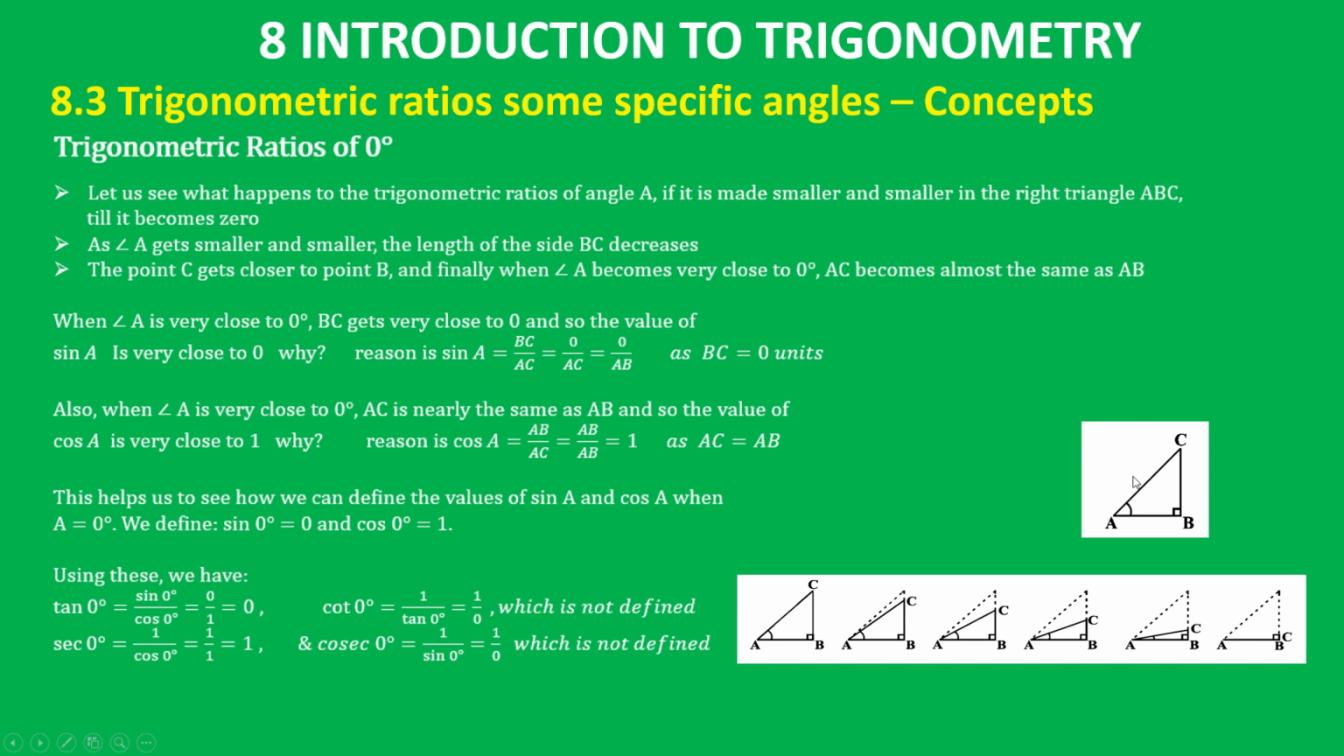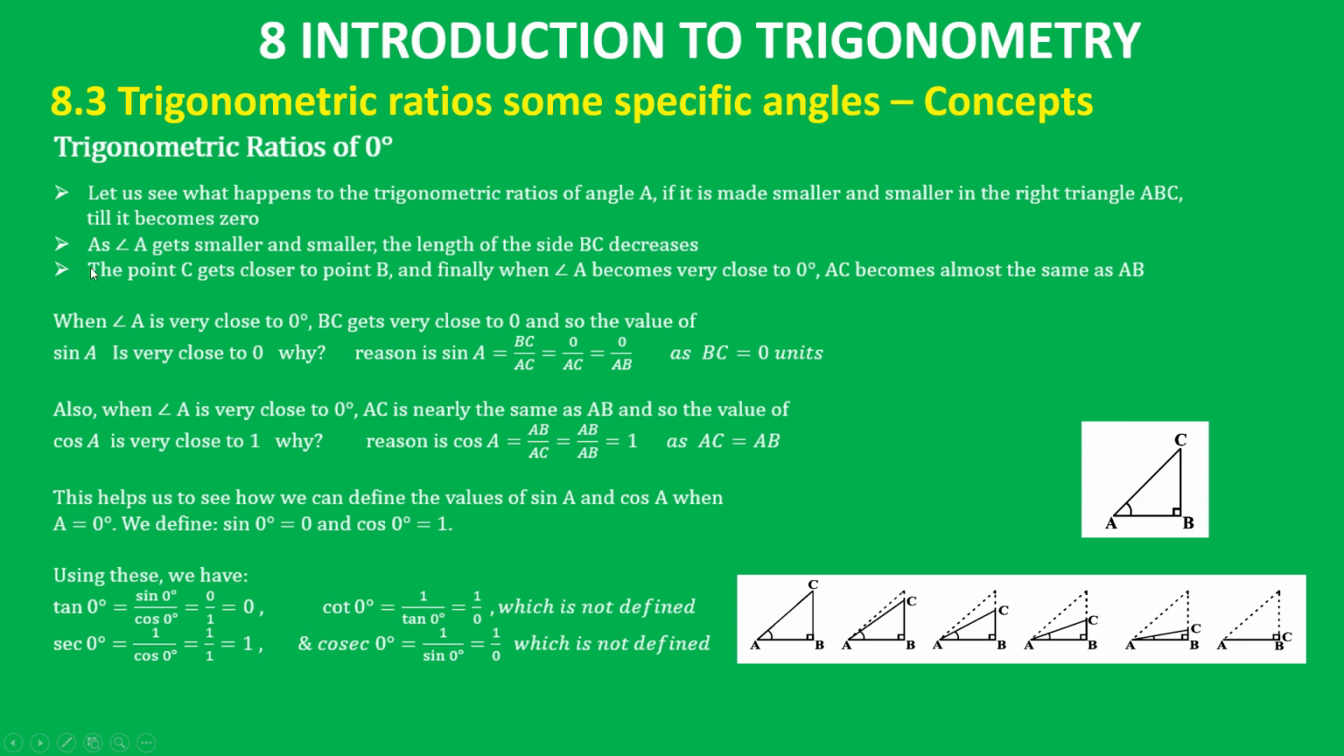Now consider this triangle ABC. This is angle A. Let us see what happens to the trigonometric ratio of angle A if it is made smaller in the right angle triangle ABC till it becomes 0. That means what? You move this AC, if the angle is becoming 0, what happens? AC will become like this, right? From here, consider this AC and keep on moving it like this. Then what happens? The angle becomes 0 and AC will be equal to AB, correct?